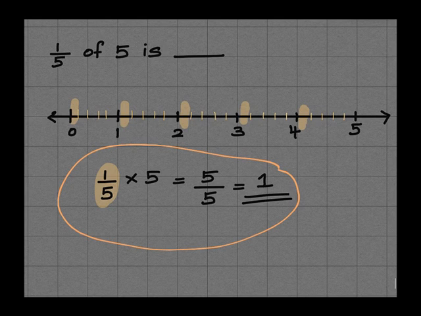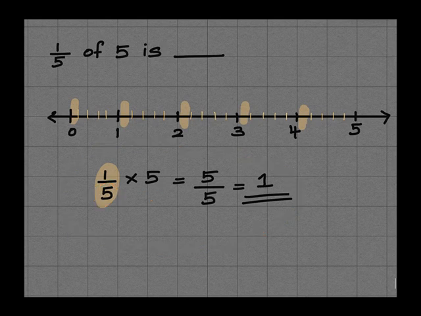1/5 times 5, just multiply the numerators. So 1 times 5 will become 5, and the denominator, 5 times, if it is nothing, then just imagine there is a 1 over there. So 5 times 1 equals 5. Same number divided by same number equals 1. Okay, now let us see this on a number line.